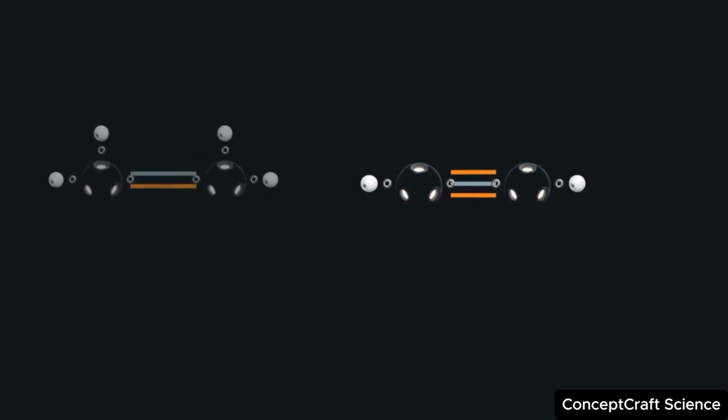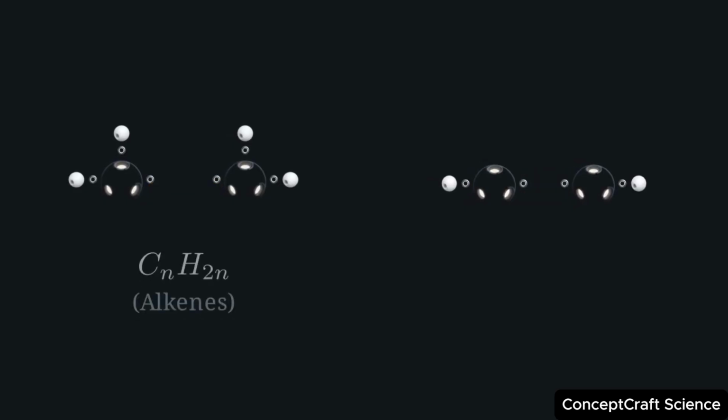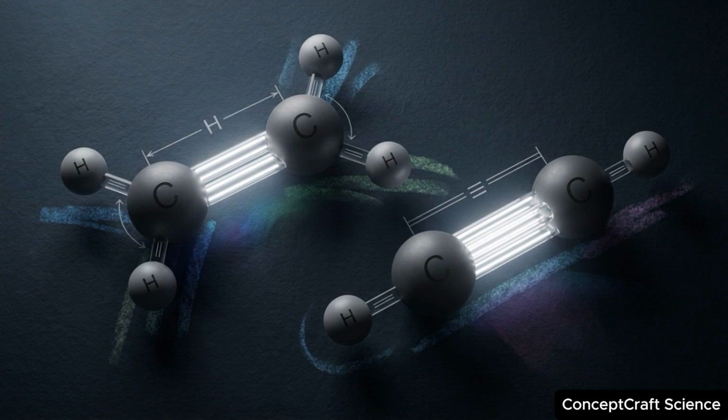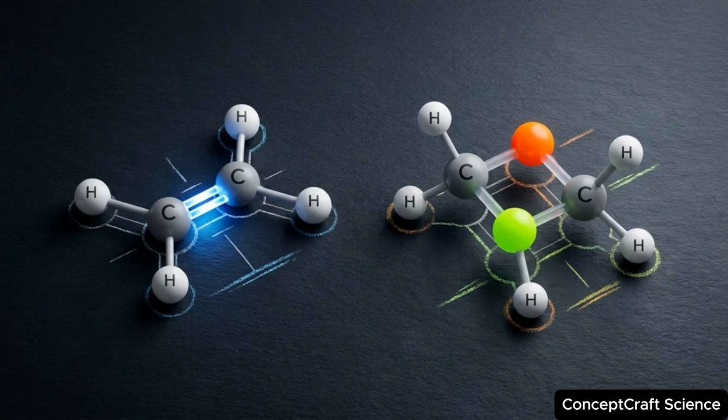Molecules with double bonds are called alkenes, and their formula drops the +2 at the end, becoming CnH2n. Triple-bonded molecules are alkynes, dropping 2 more hydrogens to become CnH2n-2. We classify alkenes and alkynes as unsaturated compounds because their architecture contains hidden capacity. If you were to break those multiple bonds, the carbon framework immediately has room to absorb more atoms.